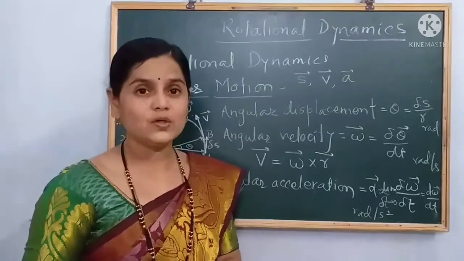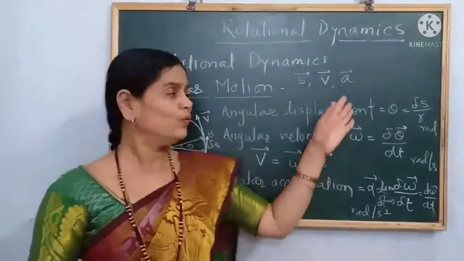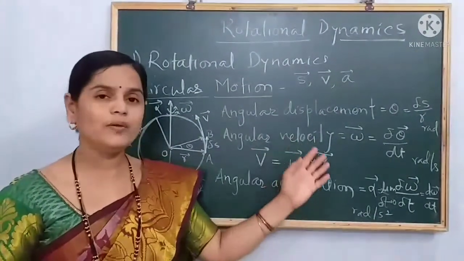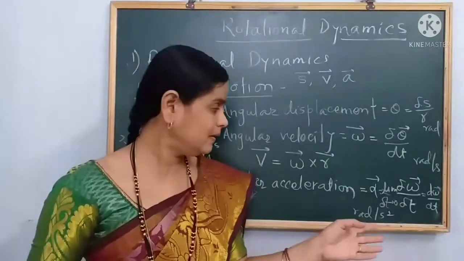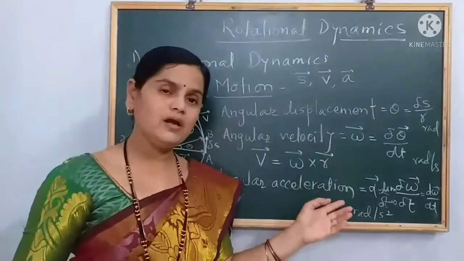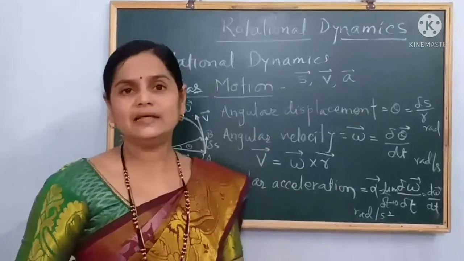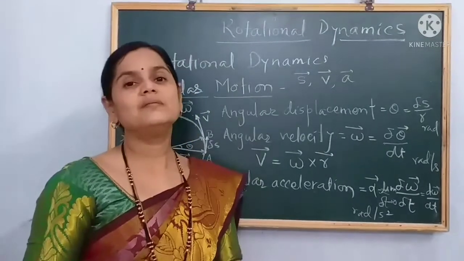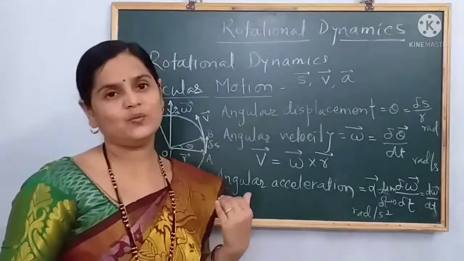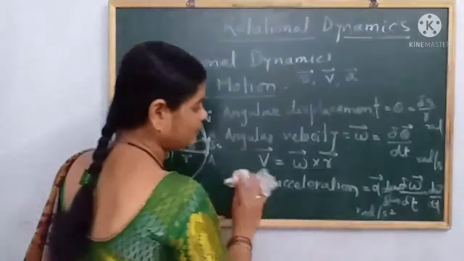Similar kinematical equations can be applied to circular motion with the parameters: theta is the angular displacement, omega is the angular velocity, you can write initial as omega 0, final as omega, alpha is the angular acceleration, and t is the time within which it takes place. So similar kinematical equations of motion can be applied to the circular motion also. This is about the terms which we have studied.